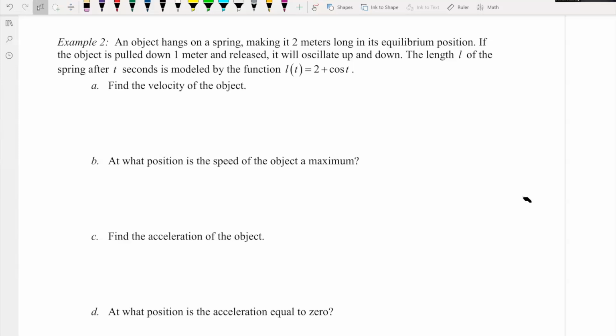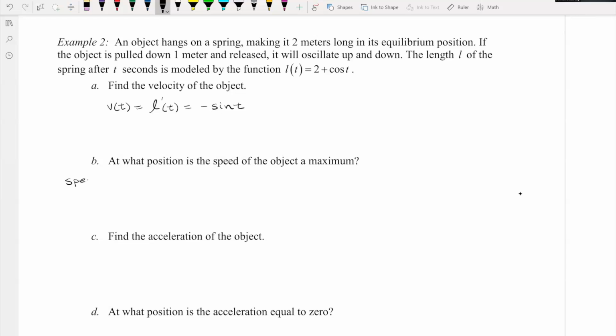And so part A is pretty straightforward for us. They want us to find the velocity. And all we have to do to find the velocity function is take the derivative of the position function. The derivative of 2 is 0. The derivative of cosine is negative sine t. So even without a picture, that part is pretty straightforward. And I will get to the picture in a moment. The next one, at what position is the speed of the object maximized? Well, let's think about what that means.